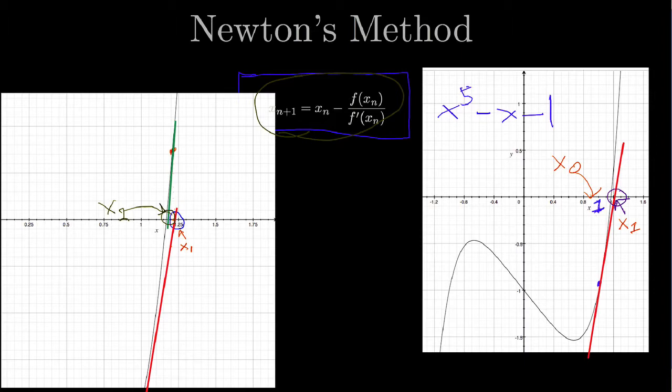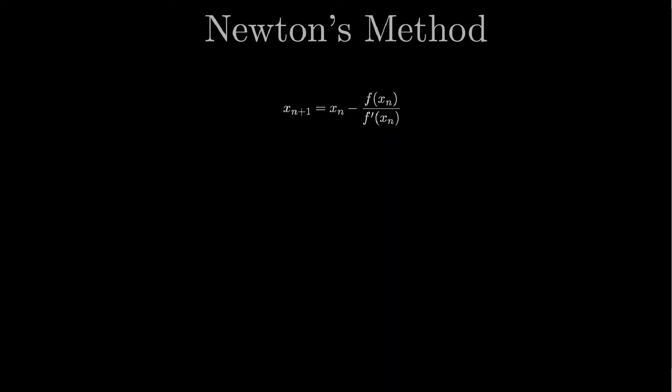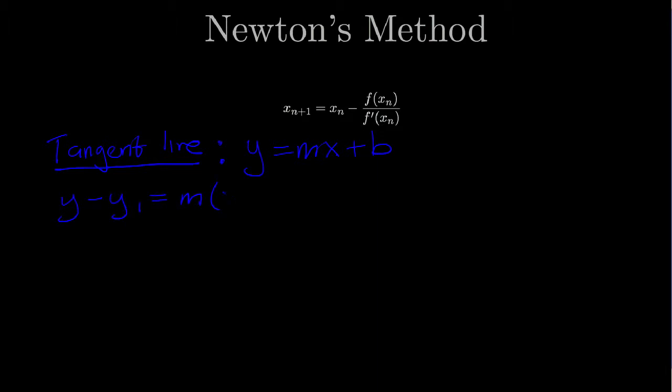Okay, so now let's talk about how to derive the formula. Okay, so let's remember the equation of the tangent line. Normally we tend to write it as y equals mx plus b. But let's write it down in the other form, the point slope form. So you would have y minus y1 equals m times x minus x1. Let me bring back my picture.